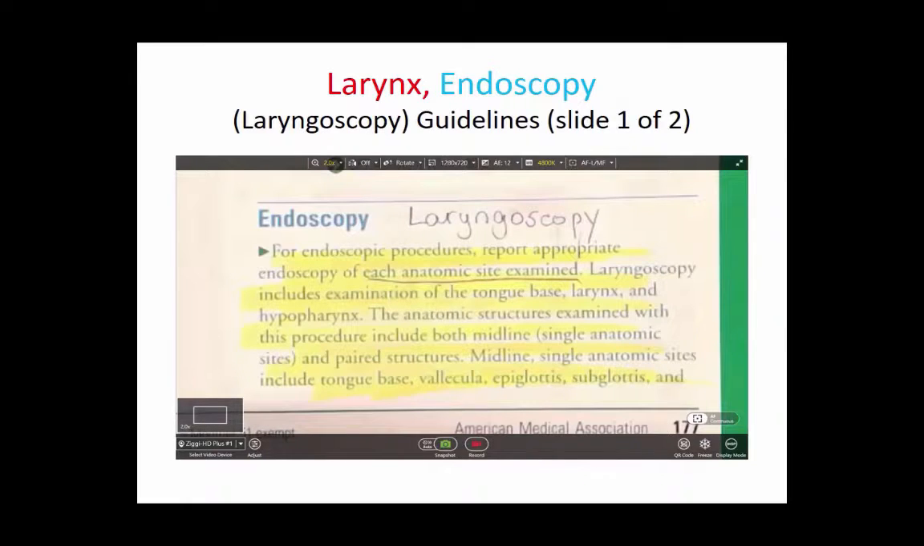Now we'll look at the laryngoscopies. Following the same color format of the CPT code book, the larynx is the part of the respiratory system we're looking at. Endoscopy, the type of procedure. And an endoscopy on the larynx is called a laryngoscopy. There's 2 slides here that have the guidelines, and I've highlighted things there, made a couple of notes.